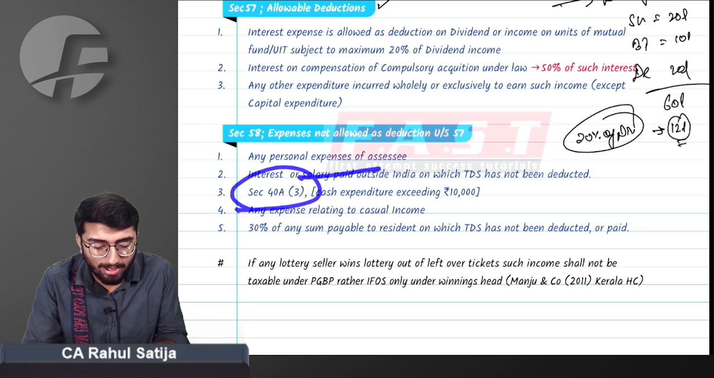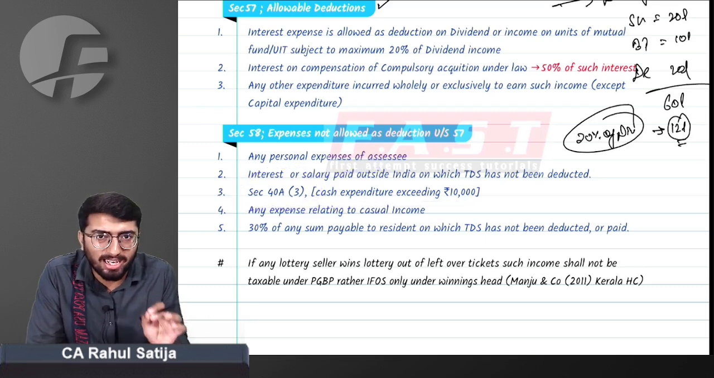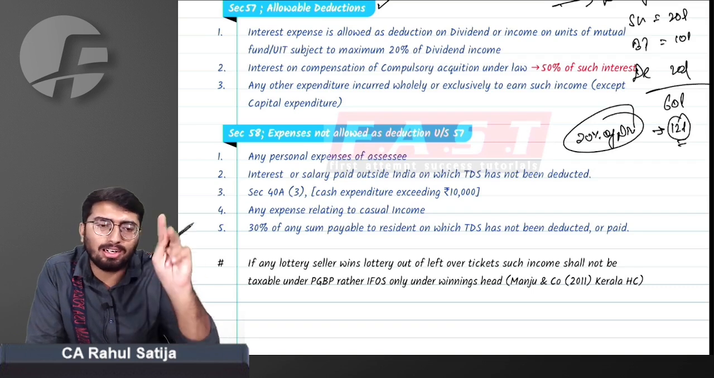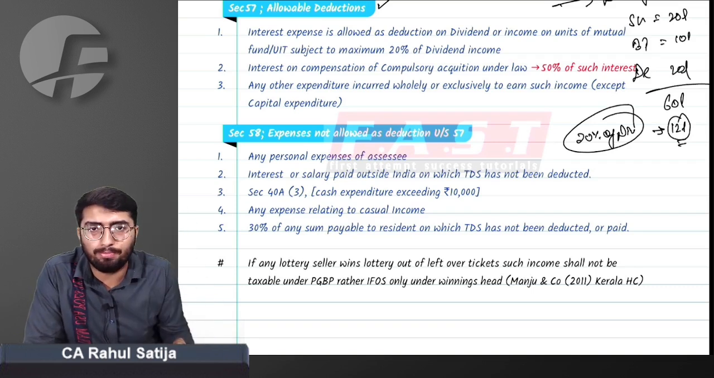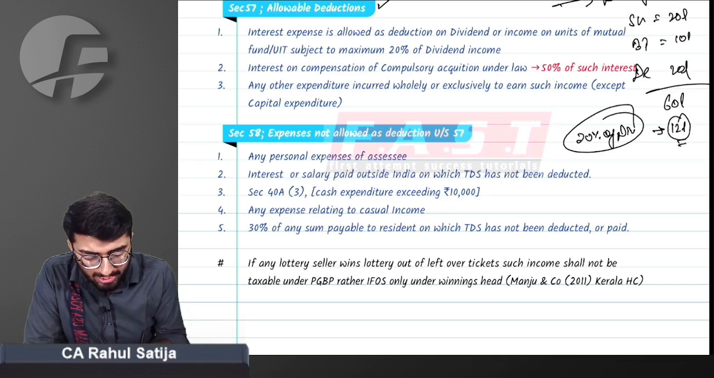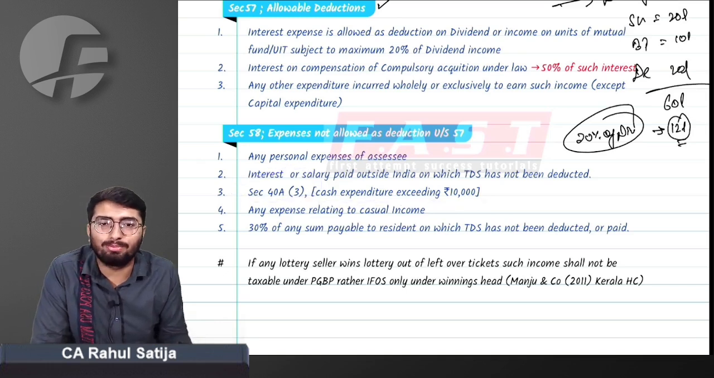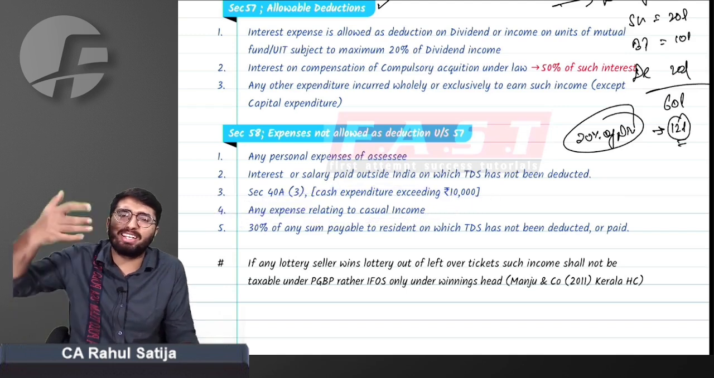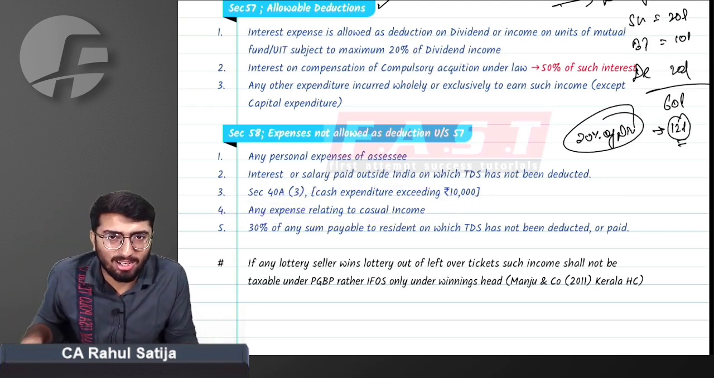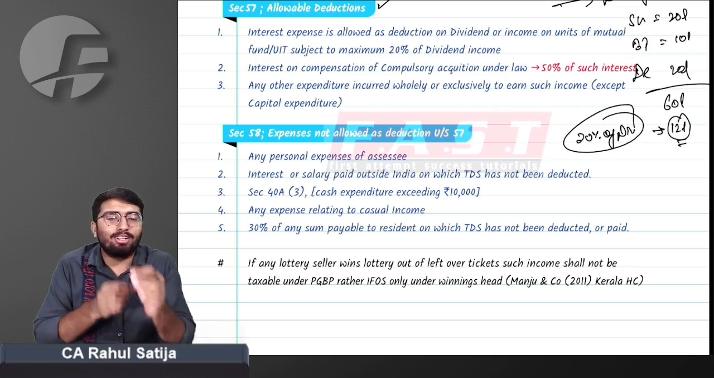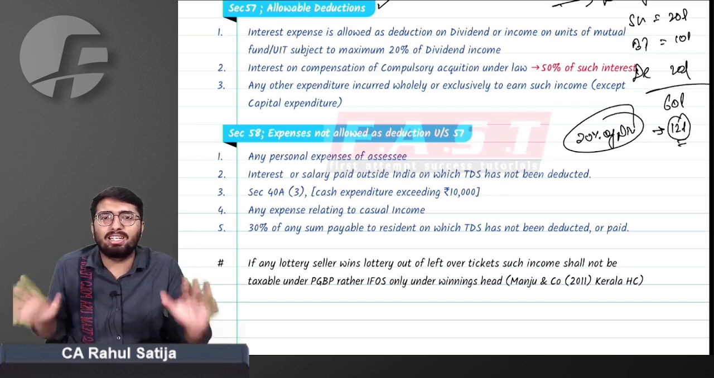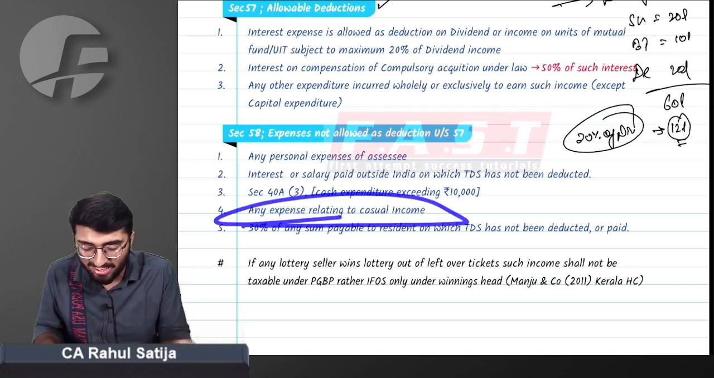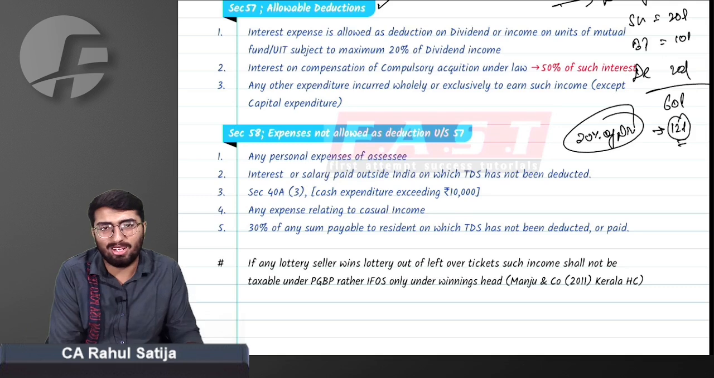Third thing says, if you are paying any sum greater than 10,000, you have to pay it by banking channel, either by account payee cheque, account payee demand draft, or any clearing system. If you paid in cash, then it will not be allowed as deduction. Any expenditure relating to casual income will not be allowed. Sir, for example, I won a lottery, and for that lottery, I have paid many brokerages, many bribes. Will it be allowed as deduction? Right answer is any expense relating to casual income will not be allowed.